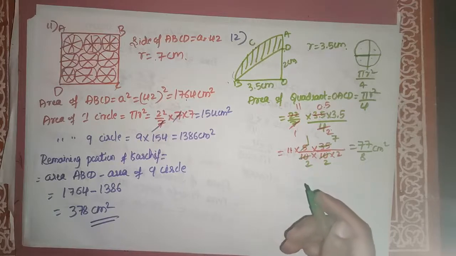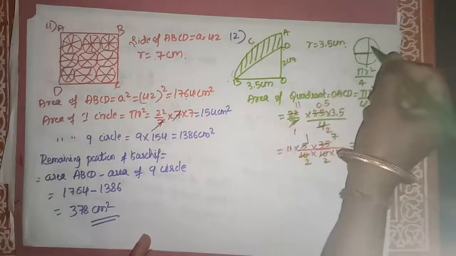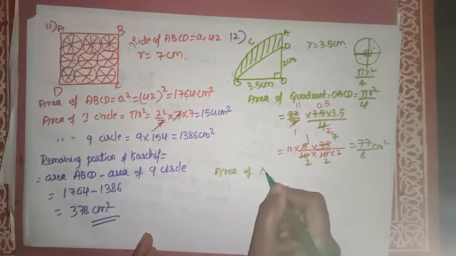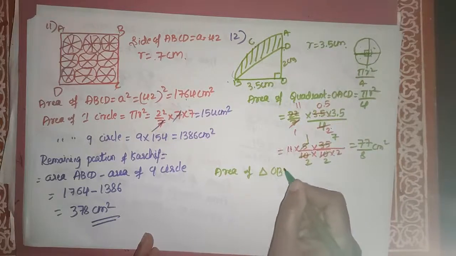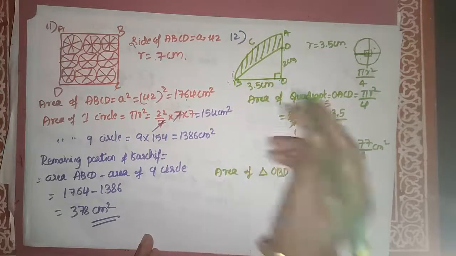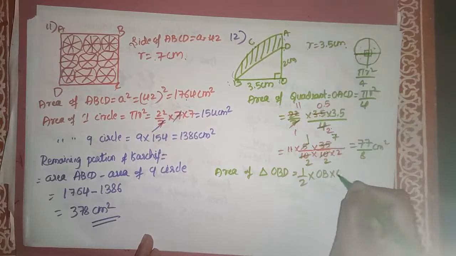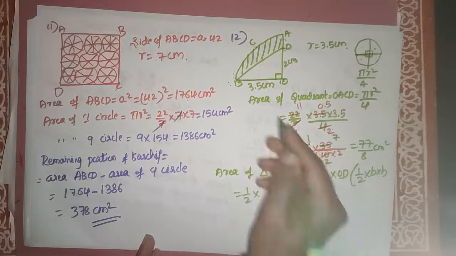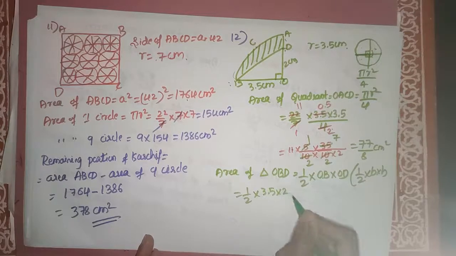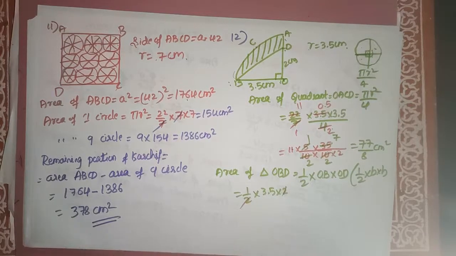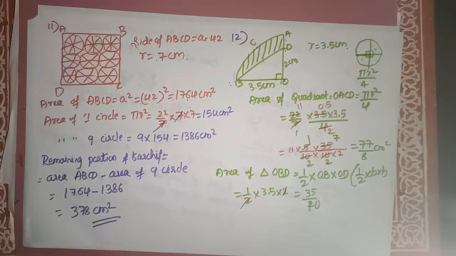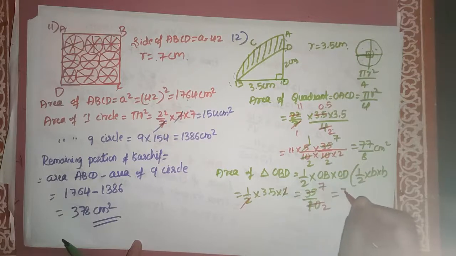Now we find out the area of the triangle. Quadrant means this is 90 degree here. Area of triangle OBD is half into base OB into height OD. So half into base OB, OB is 3.5, height is 2. The 2 gets cancelled. We have 3.5, or 35 by 10, which equals 7 by 2.